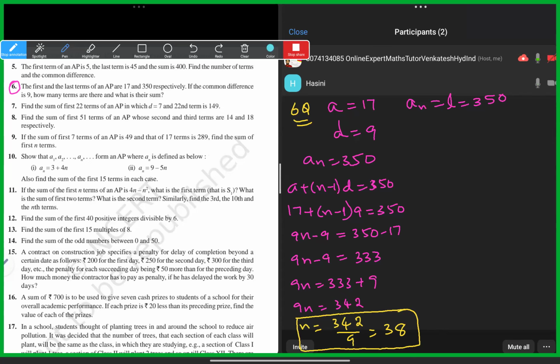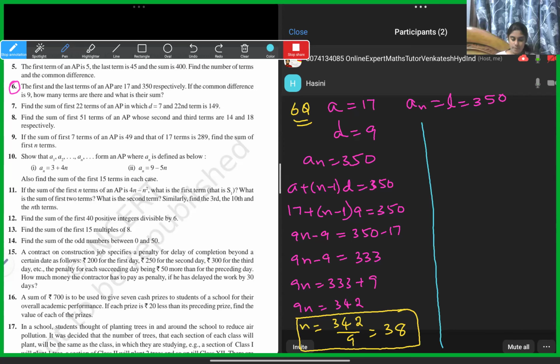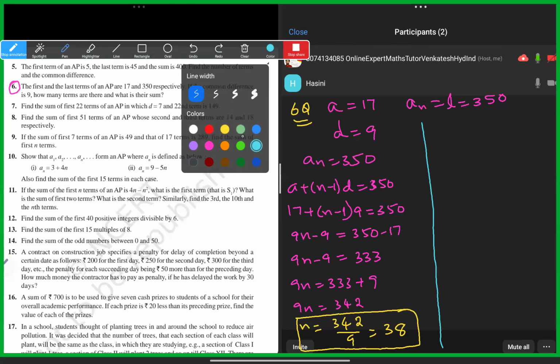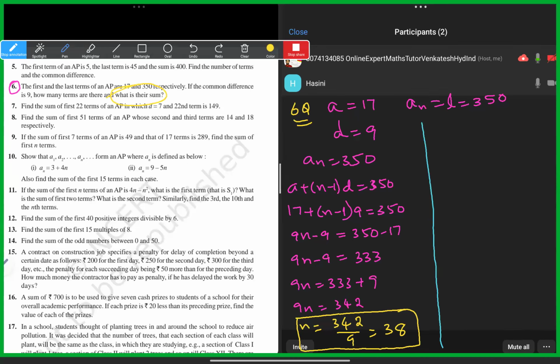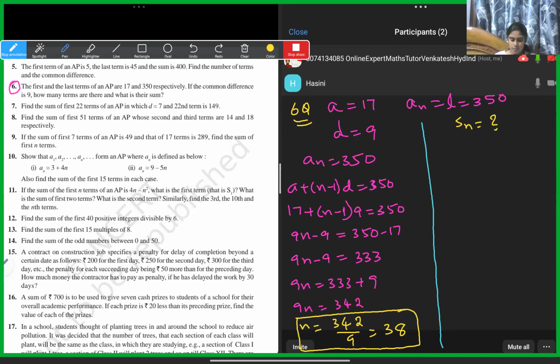So now what I am doing is, Hasni, I am finding out... So Hasni, what else do we need to find out? The sum. They're asking what else? Sum also. What is the sum? Okay, sir. Sn also, question mark. In this Sn is asked. Correct. Okay, Hasni. Find how many terms there are and what their sum is.